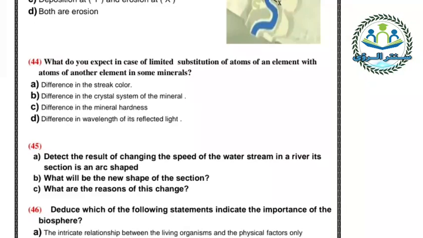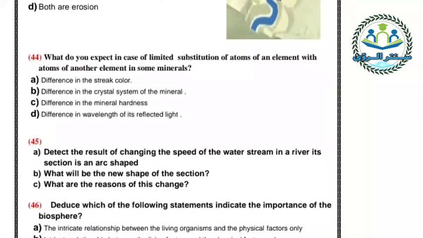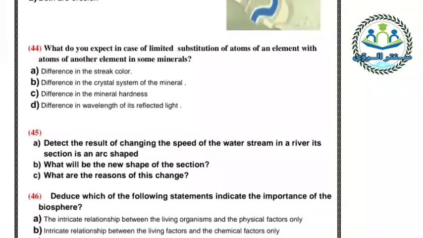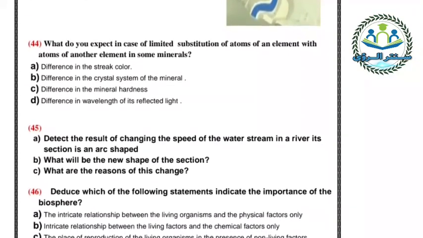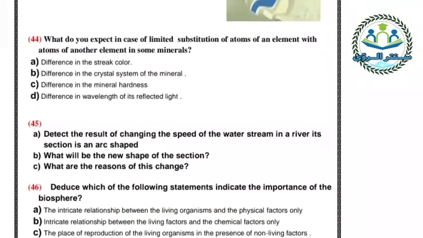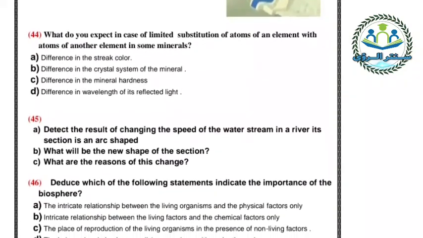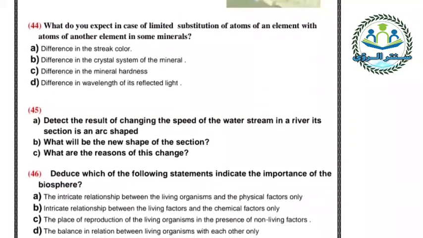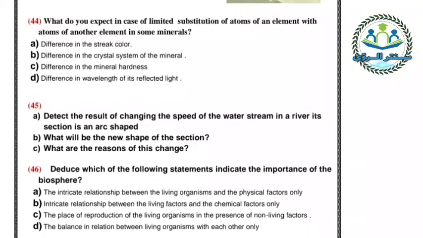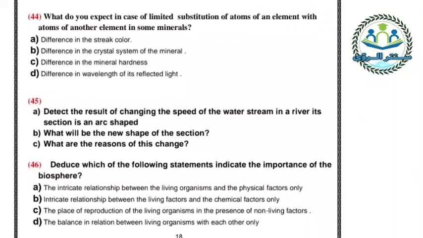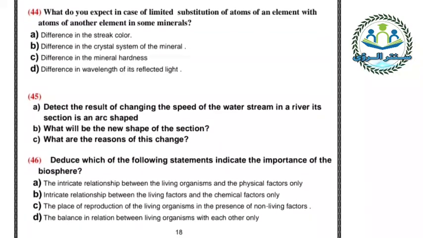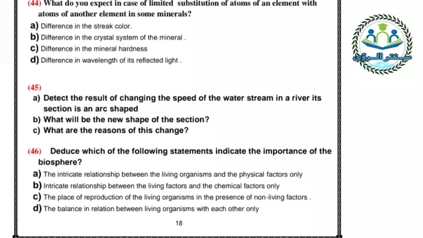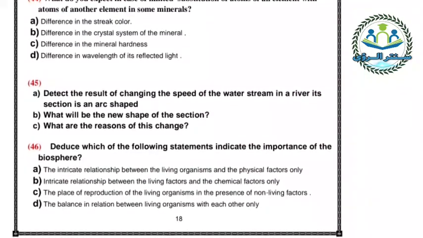46. Deduce which of the following statements indicate the importance of the biosphere. A. The intricate relationship between the living organisms and the physical factors only. B. Intricate relationship between the living factors and the chemical factors only. C. The place of reproduction of the living organisms in the presence of non-living factors. D. The balance in relation between living organisms with each other only.